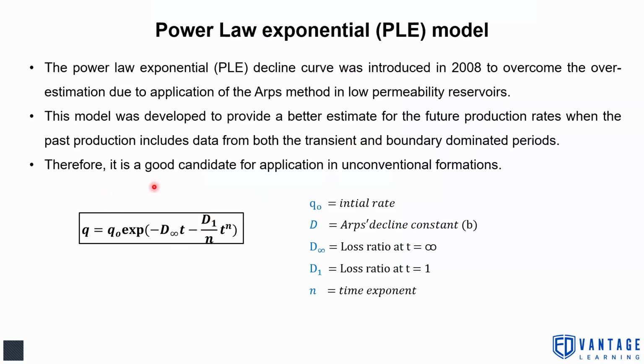So it is a good candidate for application in unconventional formations where q is equal to qo e to the power minus d infinity t minus d1 by n t power n, where qo is the initial rate, d is Arps' decline constant, that is b again, d infinity is the loss ratio at t equal to infinity, d1 is the loss ratio at t equal to 1, and n is the time exponent.